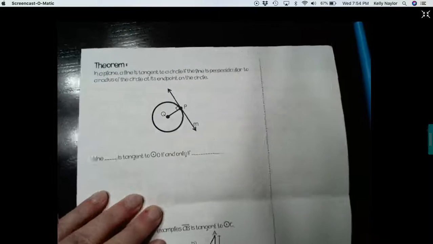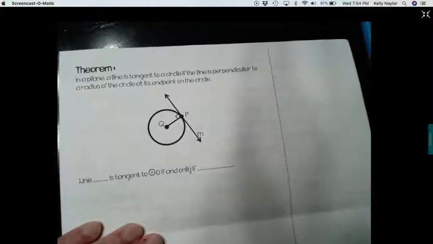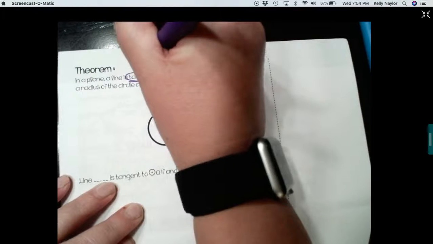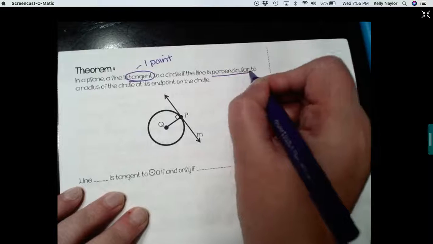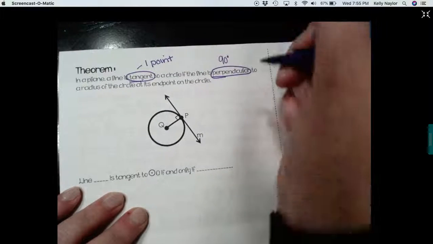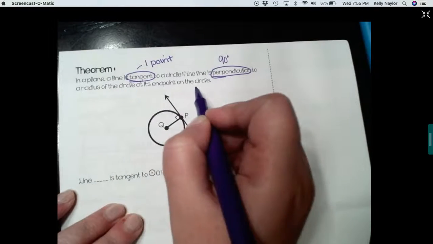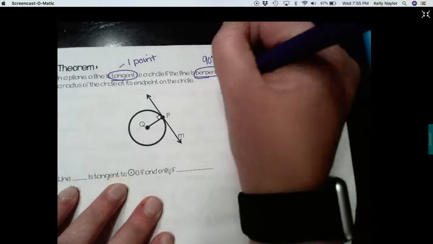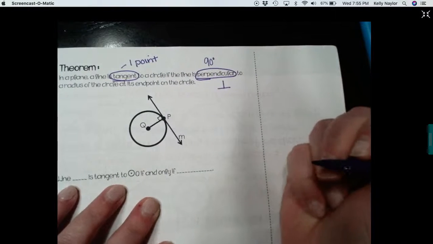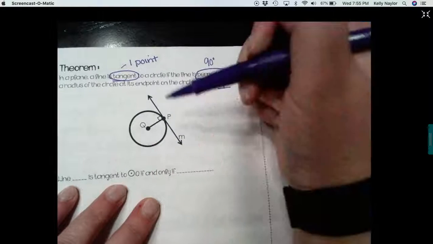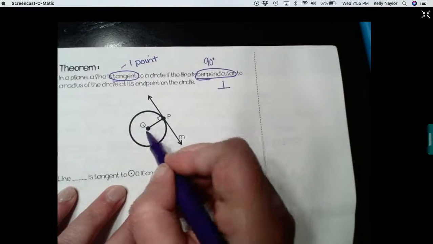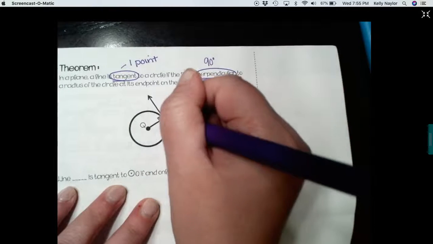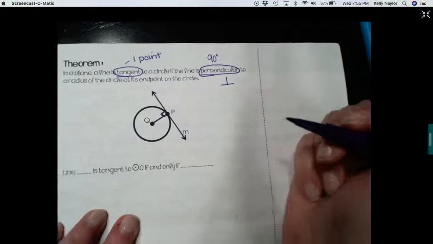Okay, so the theorem says, in a plane, a line is tangent, so again, tangent means one point, to a circle if the line is perpendicular, where perpendicular means 90 degrees, to a radius of the circle at its endpoint on the circle. And the symbol for perpendicular is that upside down T. The radius of a circle and a line or line segment that is tangent to the circle, so intersects the circle at one point, they form a T, and we get that perpendicular angle there, that 90-degree angle.